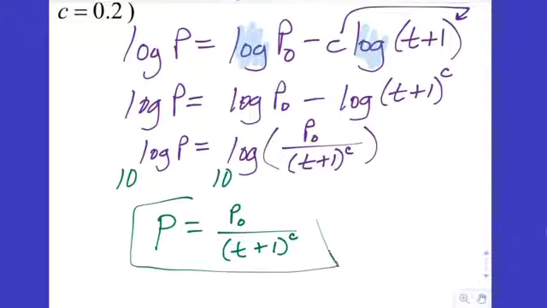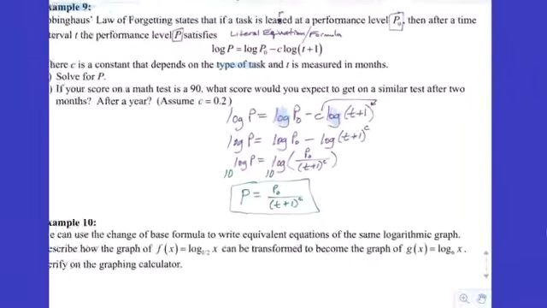So this is another equivalent version of Ebbinghaus's law. But it doesn't have the logs in it. But it's still in the DNA of the problem because this problem is exponential now. The c is the exponent, and so we still have the log in there.